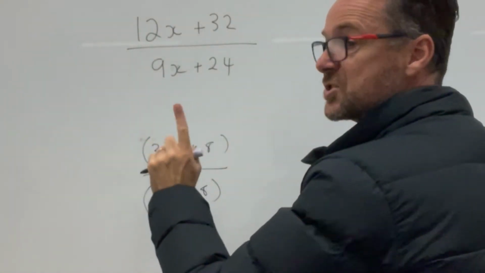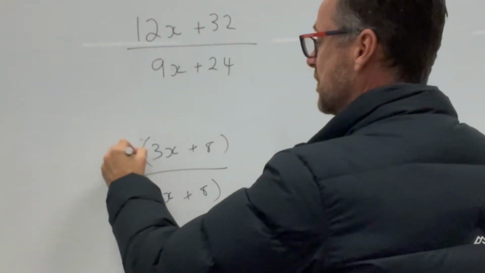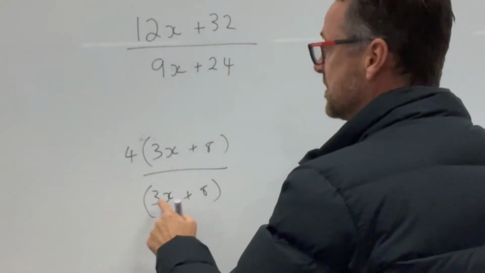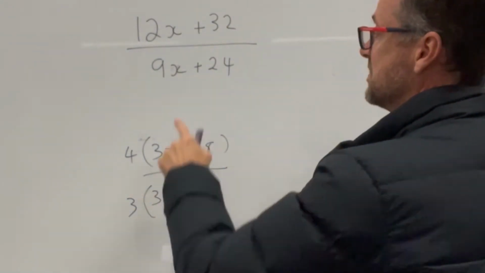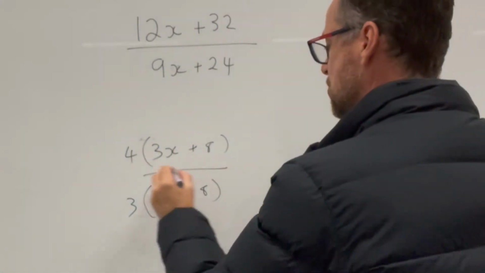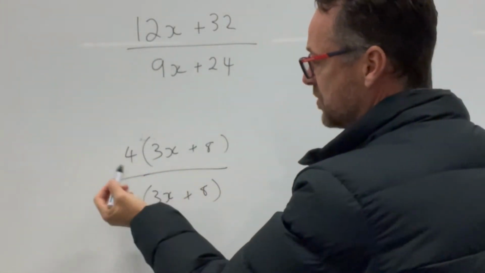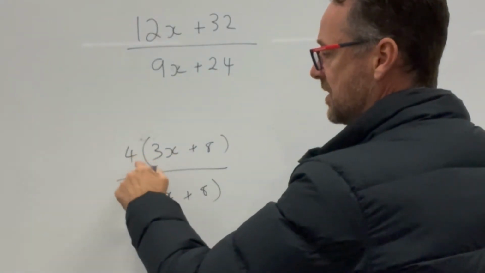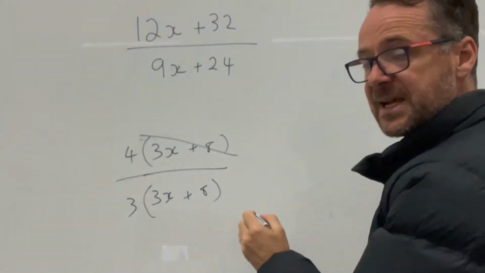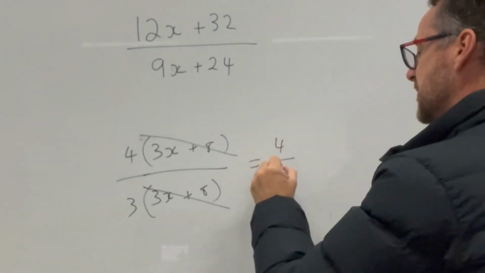Now, we've got one more step to do before we finish factorising, and that is 4 times 3x gives us 12x, and 4 times 8 gives us 32. And 3 times 3x gives us 9x, and 3 times 8 gives us 24. So now we've got factorised top and bottom. And what we can do here is, because we know that with this scenario in algebra there is a multiplication in here, that means we can cancel that 3x plus 8 with that 3x plus 8. And that leaves us 4 over 3.